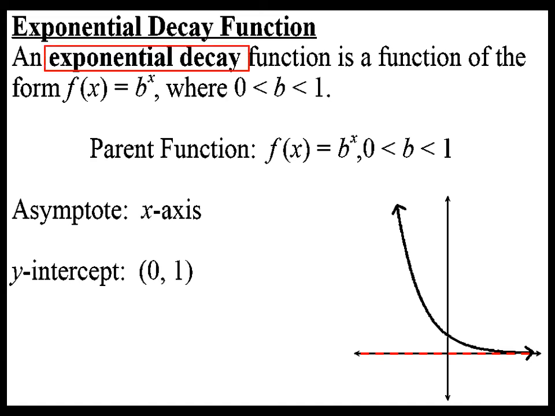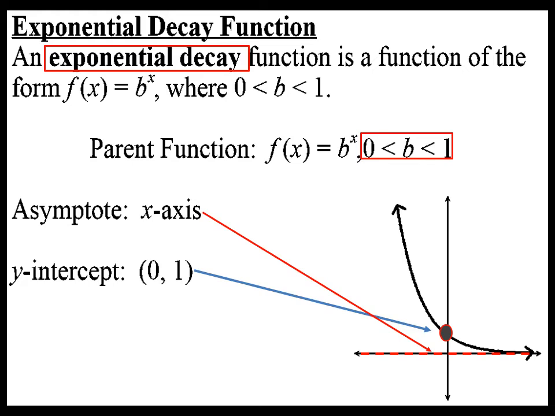Now exponential decay is when b is less than 1 and b has always to be positive. Also we have the x-axis is the horizontal asymptote and the y-intercept is 0, 1.